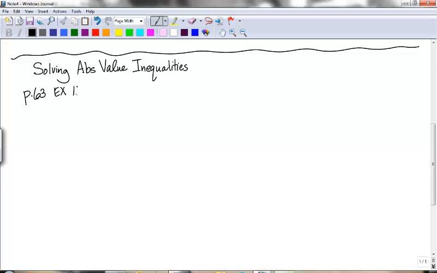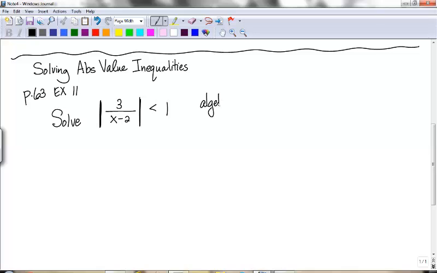Okay, this is example 11. Okay, they will ask you to solve the absolute value of 3 divided by x minus 2, the absolute value of that, is less than 1. And they want you to do it algebraically, and then support it graphically.